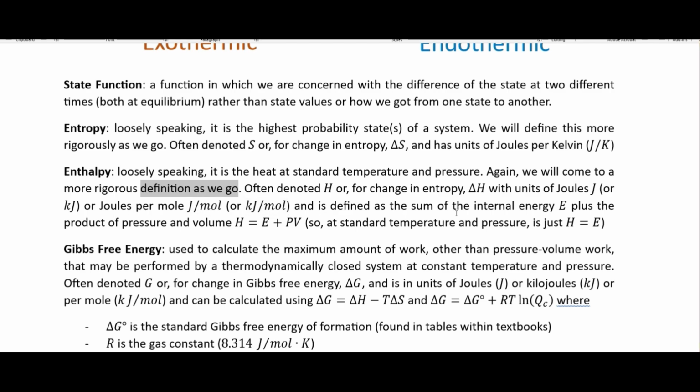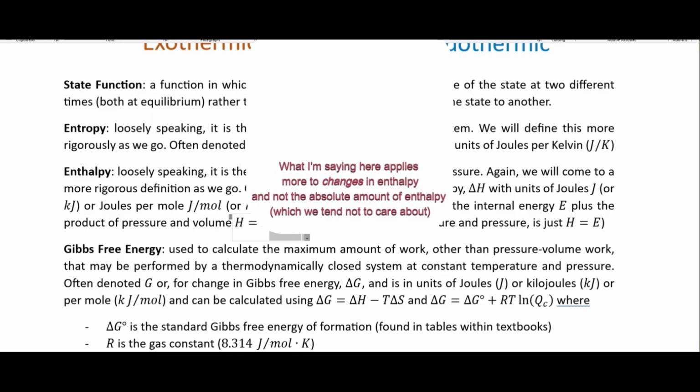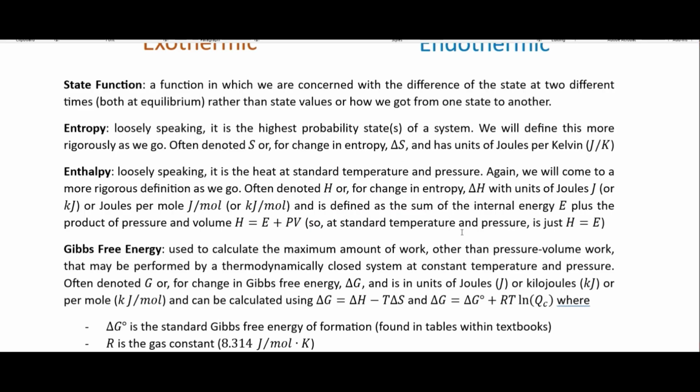And this is defined as the sum of the internal energy E plus the product of pressure and volume. So like I said, if we are looking at processes that have a constant pressure and volume, then we can often just ignore that, and then we can just equate this with the heat. So at standard temperature and pressure, it is just that the enthalpy is equal to the internal energy here.